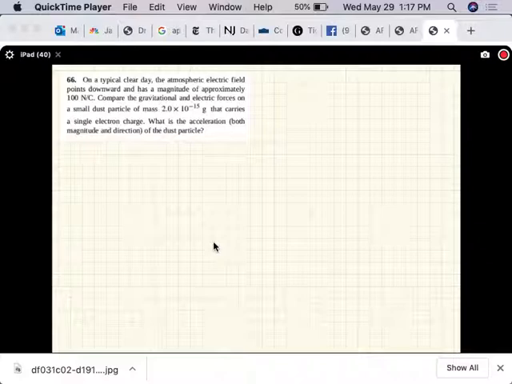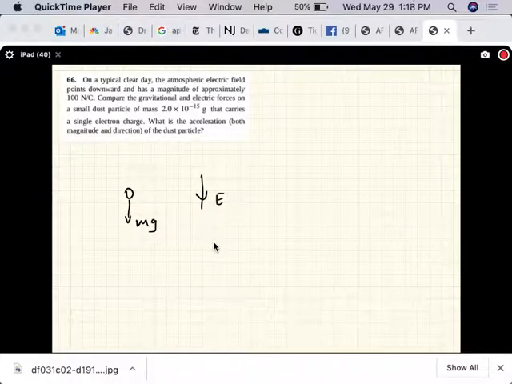Okay. So here's the dust particle, here is mg. The electric field is downwards and it carries a negative charge, so the electric force is in that direction. Okay. And the magnitude of the electric force is Q times E. And it carries a single electron, so it's e times E.